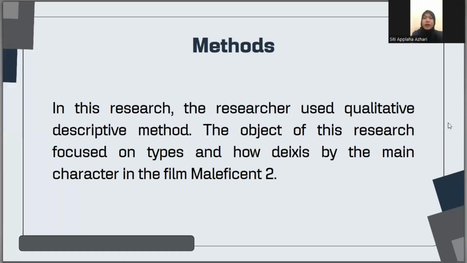Next, methods. In this research, the researcher used a qualitative descriptive method. The object of this research focused on the types of Deixis and how they are used by the main character in the film Maleficent 2. The dialogue of the main character in Maleficent 2 was analyzed. The film was chosen because it focused on the function of words and provides a basic understanding of how individuals use language in speaking.